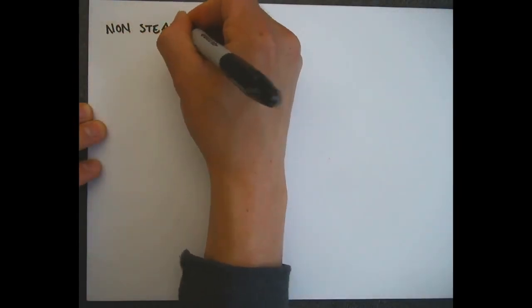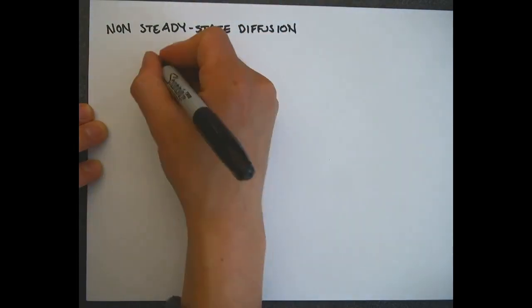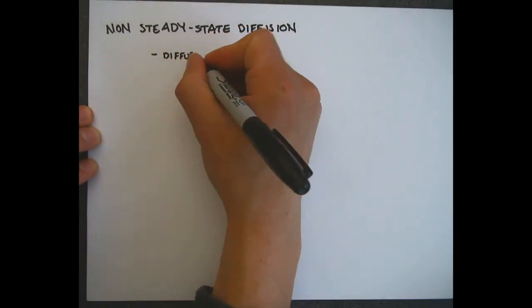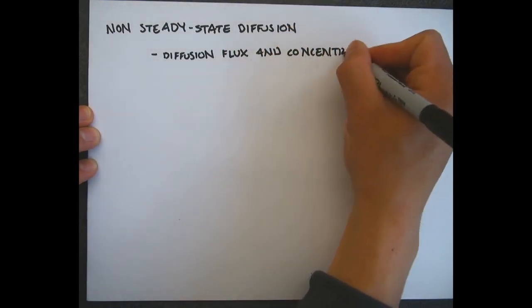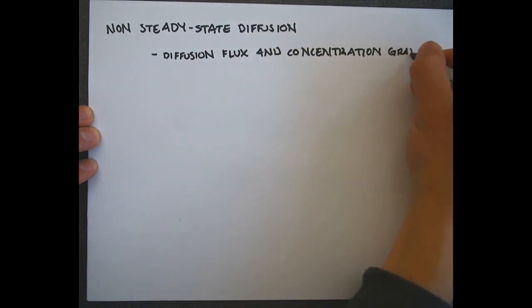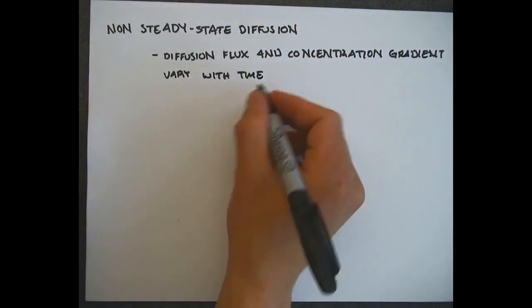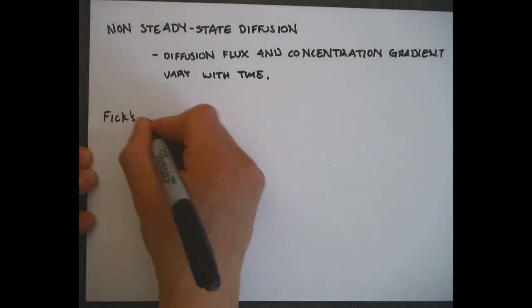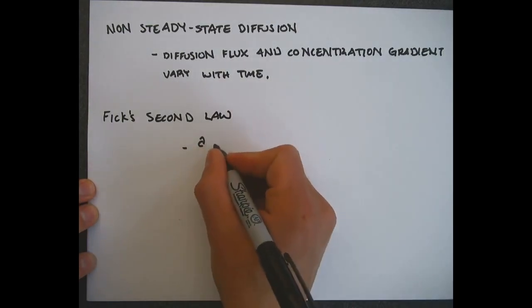Now we are going to discuss non-steady state diffusion. As you can tell, non-steady state diffusion is going to differ from steady state diffusion. If you recall, in steady state diffusion, the diffusion flux and concentration gradient were both fixed, or looked at as constants, while in non-steady state diffusion, the diffusion flux and concentration gradient at some particular point in a solid vary with time. This just means as time goes on, the diffusion flux and concentration gradient will change. Now, this is going to lead us to Fick's second law, because these two conditions are changing. Fick's first law is no longer convenient to use.